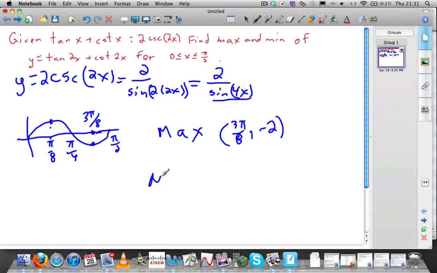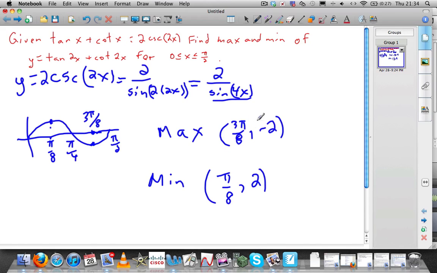And the min is going to happen here, when this thing is as big as possible. So the min is going to happen at pi over 8, and at pi over 8, the value of sine is 1. This is as big as possible, and 2 over 1 is 2. Excellent.